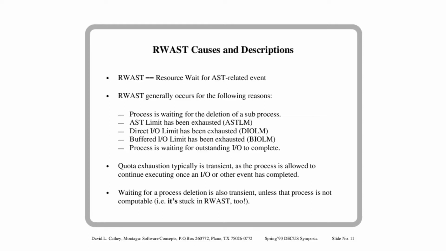Okay, the one you've all been waiting for, RWAST specifically. RWAST, even though I really think it stands for something that will annoy system types, stands for resource wait for an AST related event. Could be any AST related event. Since ASTs are so common throughout VMS, it could be I/O completions, it could be a sub-process completing, it could be about anything. Generally, why you're going to see a process fall into RWAST is for one of the following reasons. Process is waiting for deletion of a sub-process.